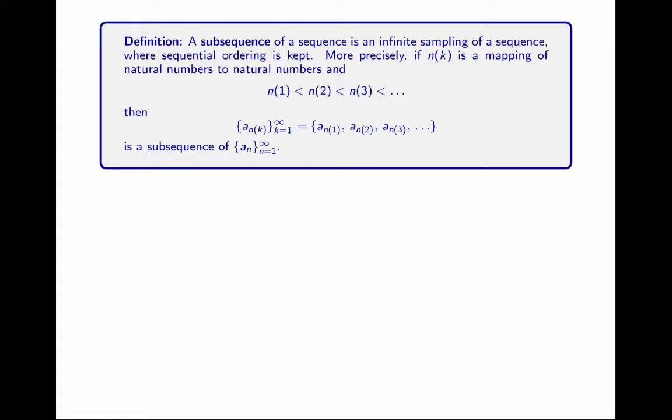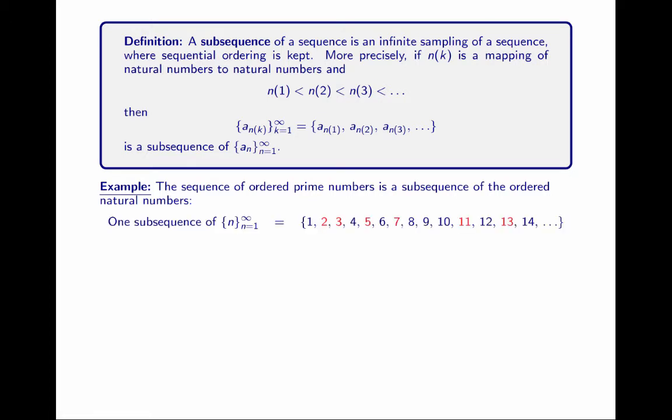Now, what do I mean by that? What is this n_k? Well, n_k is just telling you which indices you're choosing and in what order. That's all n_k is. So, for example, the sequence of ordered prime numbers is a subsequence of the ordered natural numbers.